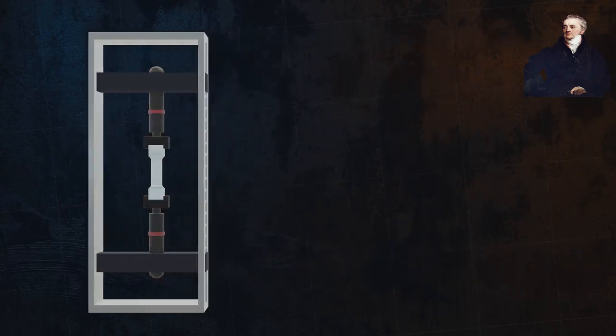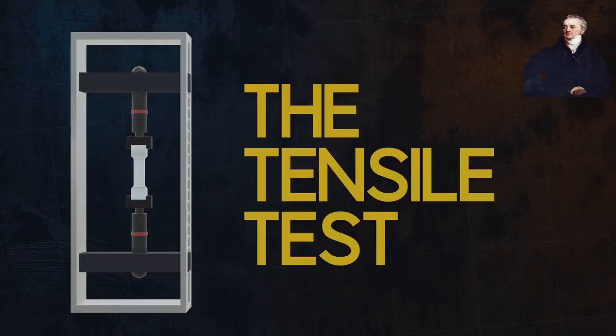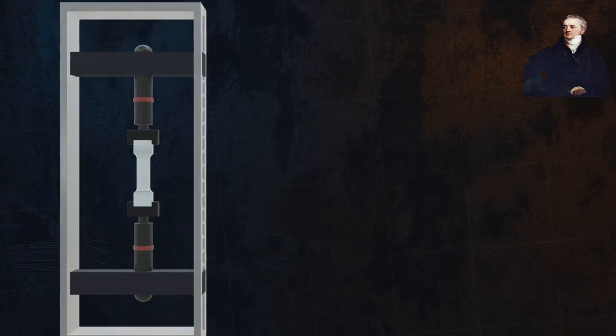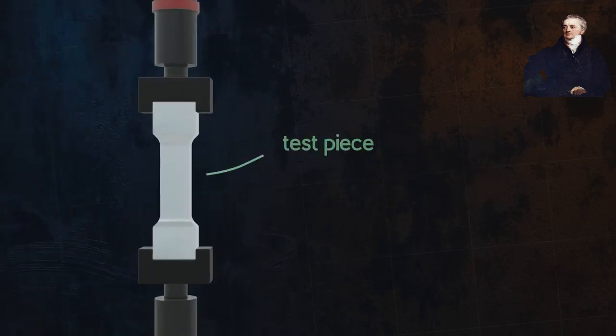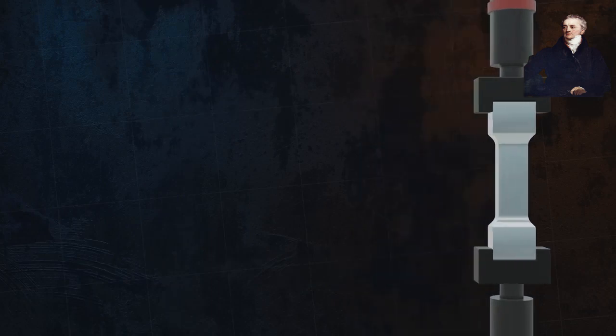Let's introduce Young's modulus using the tensile test. The tensile test is a very common mechanical test, which takes a test piece and stretches it along its length. It is a uniaxial test, meaning that it applies a load in one direction only, as shown here. During the test, the machine measures the applied load and the change in length of the test piece.